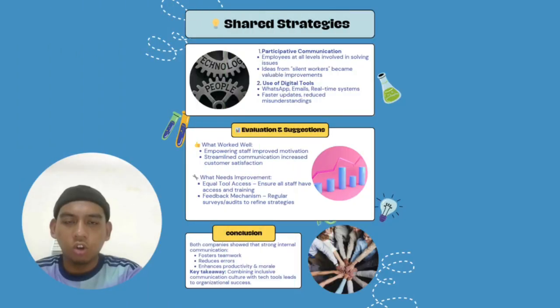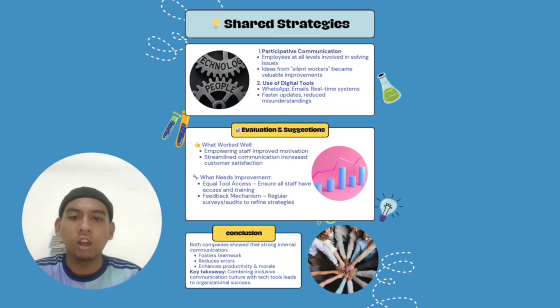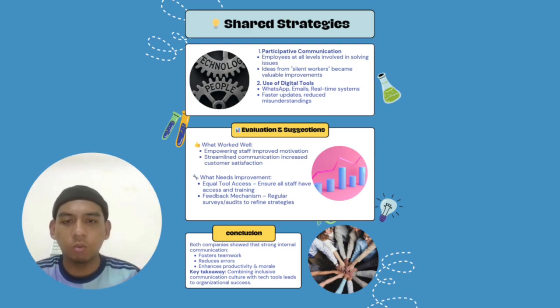Thank you. To conclude, we have seen how both companies made significant improvements by strengthening their internal communication. This change did not just stay within the organization, it led to better teamwork, improved customer satisfaction, and higher overall productivity. This shows us one key message. When communication flows well inside, everything outside runs better too.